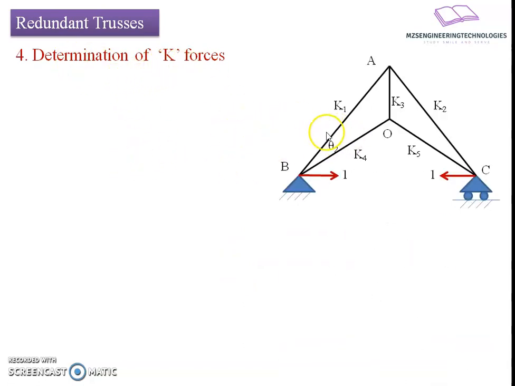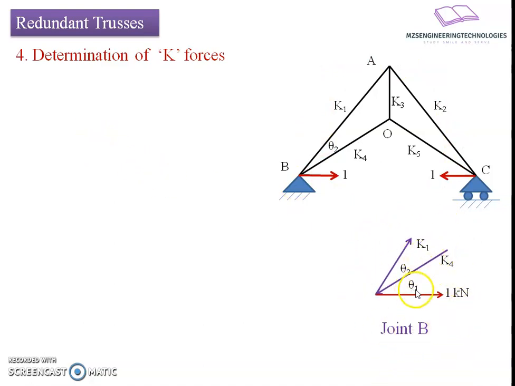Now after completion of this, I will have the unit load distribution among the members. We call this the determination of K forces. For that, I will apply a unit load at B and C so as to have unaltered effects on the member forces, and will find out the distribution of this among the other members. For that, we'll move with a joint by joint analysis.